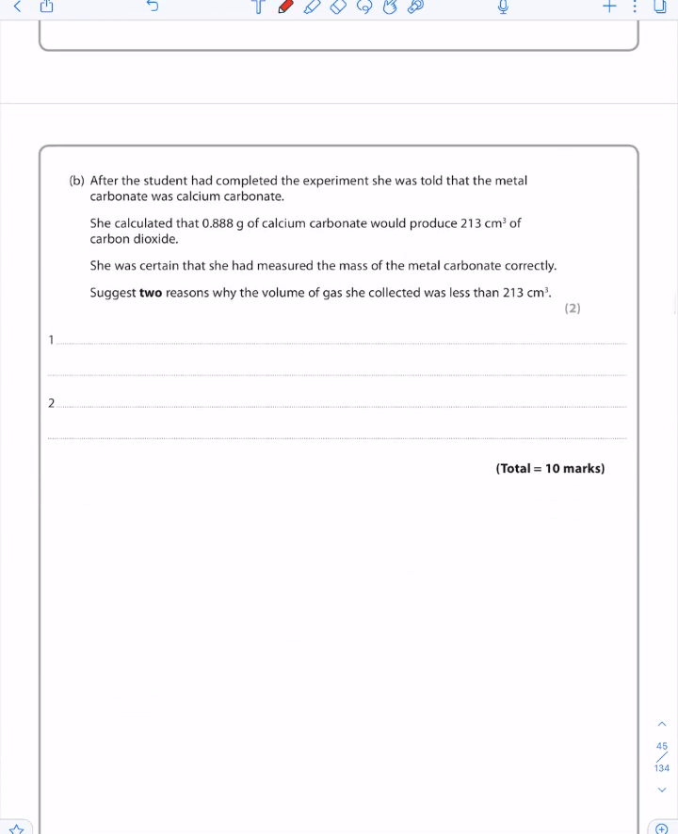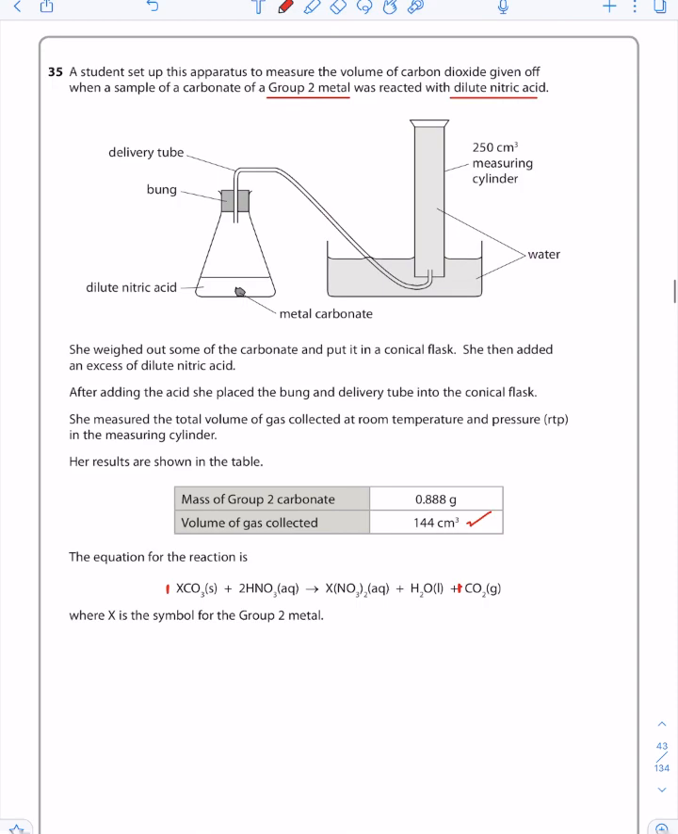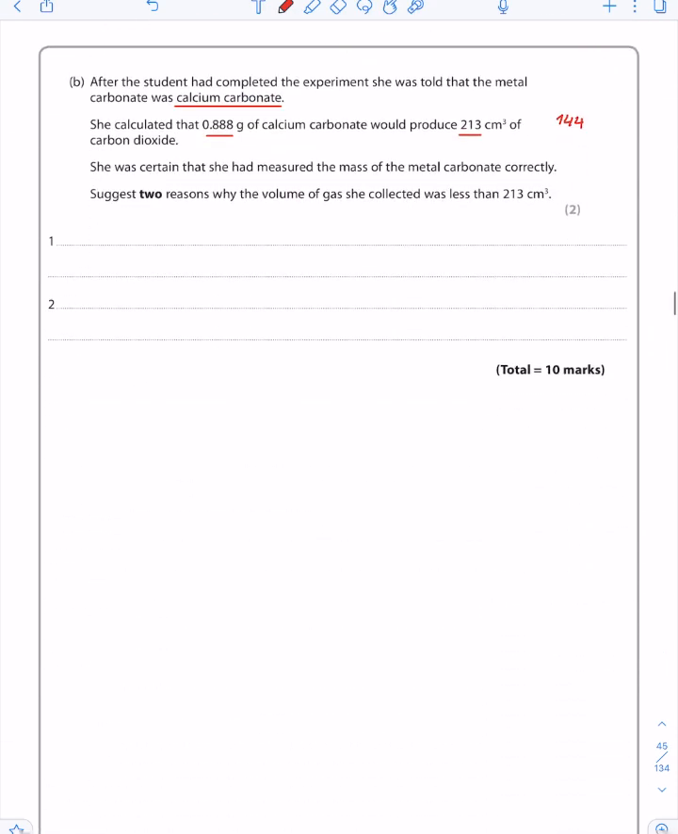After the student has completed the experiment, she was told that the metal carbonate was calcium carbonate. يعني المفروض كان يطلع calcium carbonate مش strontium carbonate. She calculated that 0.888 gram of calcium carbonate would produce 213 cubic centimeter of carbon dioxide. مع ان احنا مطلعين كام؟ 144 في التجربة. يعني هم مطلعين في التجربة ان الكربون دايوكسيد الفوليوم بتاعته 144 مش 213.